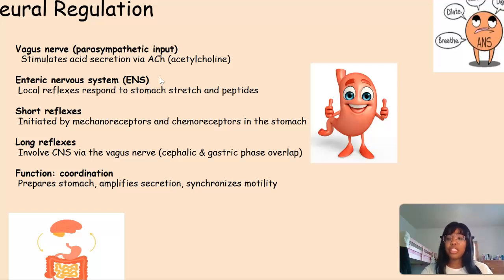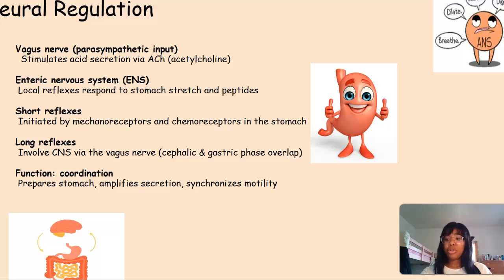Neuroregulation of the gastric phase operates through both central and local pathways. The vagus nerve, part of the parasympathetic nervous system, plays a dominant role by releasing acetylcholine, which stimulates parietal cells to produce acid and encourages overall gastric activity. At the same time, the enteric nervous system, often called the brain of the gut, carries out local reflexes within the stomach walls. These reflexes are triggered by the distension of the stomach and the presence of peptides.